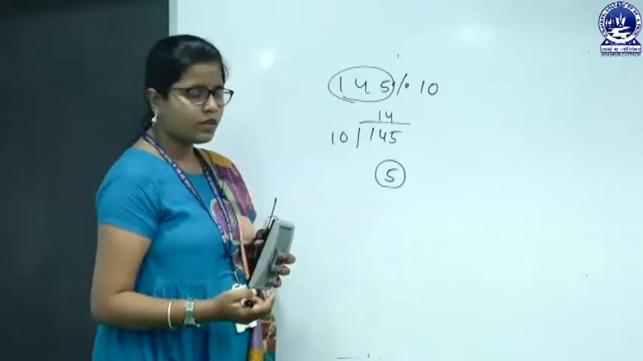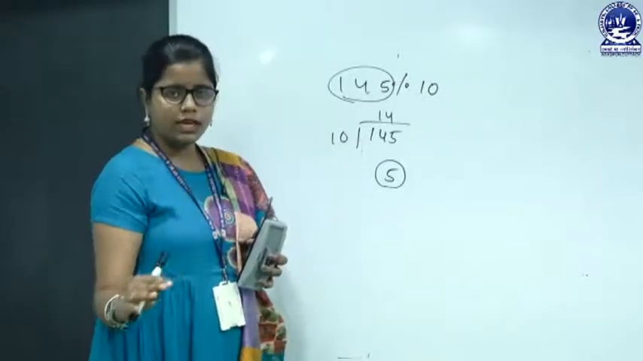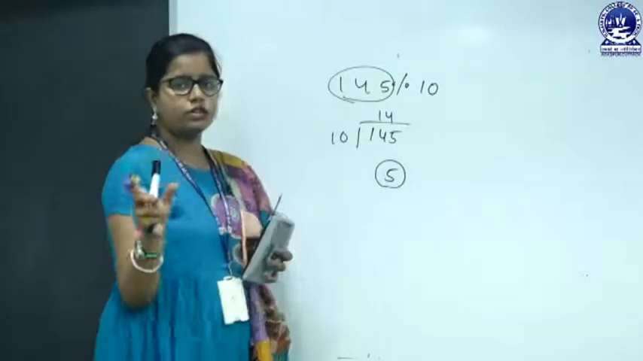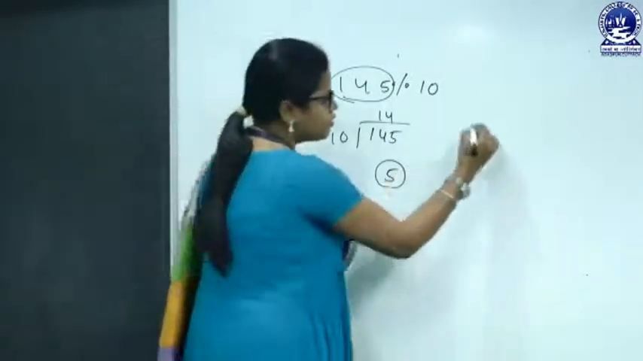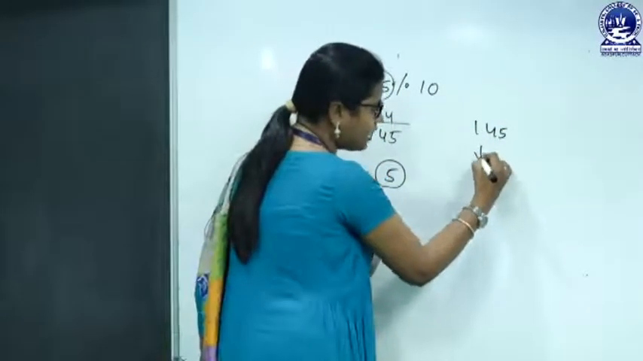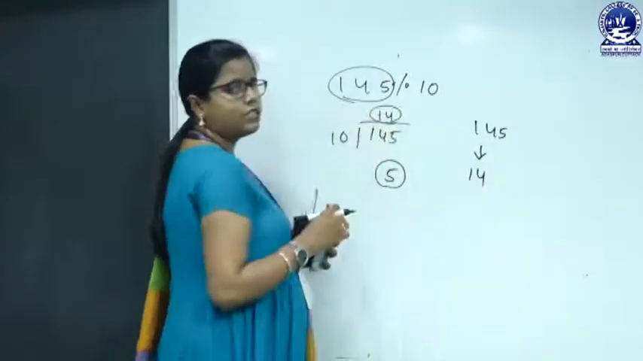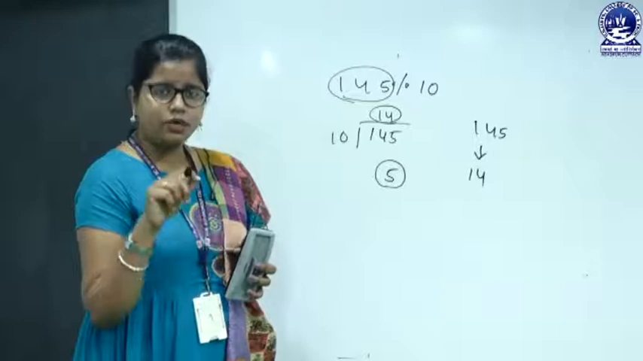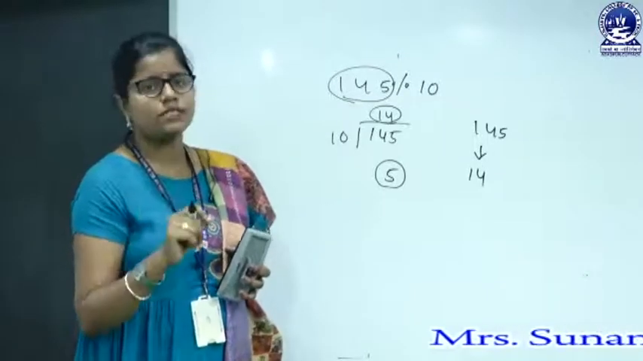Next, we have to squeeze the number. Once we extract 5, then we need to squeeze the number, or suppress the number. So 145, we need to suppress this number and convert it into 14. So what is actually 14 here? That is the quotient. So by dividing 145 by 10, we will squeeze or suppress the number.